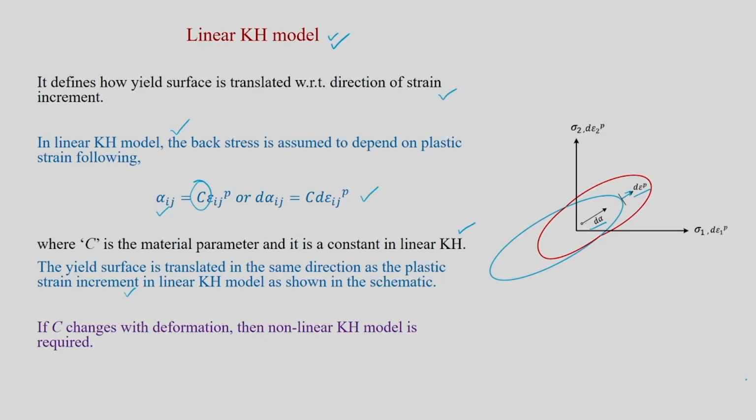You can go through it. Now if you want to replace alpha ij by C into epsilon ij p, we can do that in the previous equation and you can modify the kinematic hardening model. So thank you.